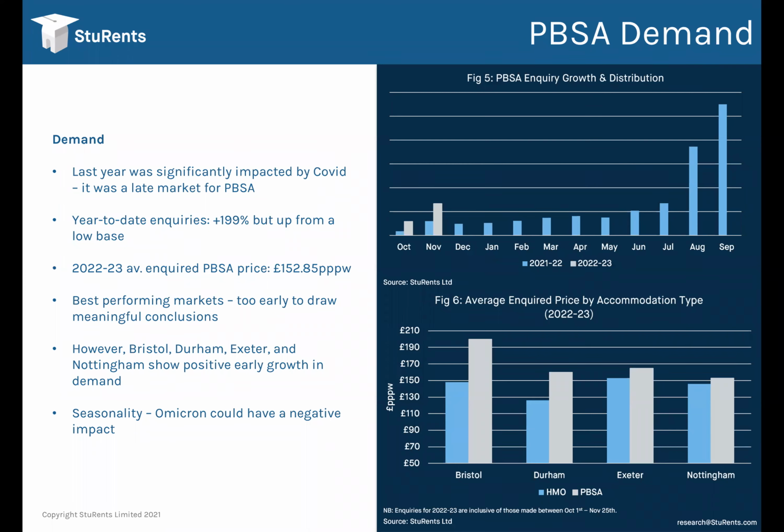In terms of how that compares to this year, positively, we are seeing strong growth. So year to date, we're looking at about 200% increase in inquiries for PBSA. But again, difficult to draw too many conclusions from that, just because last year was such a low base that we would expect those increases on a percentage basis to be relatively high.